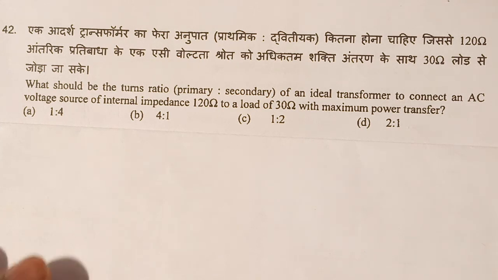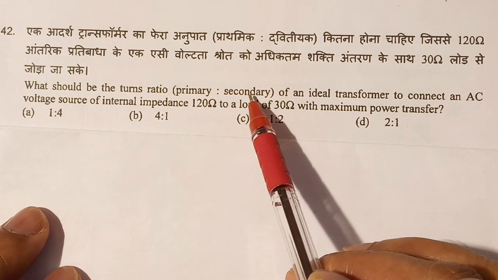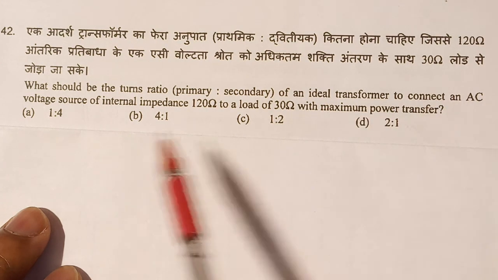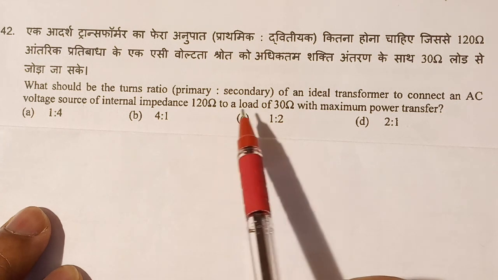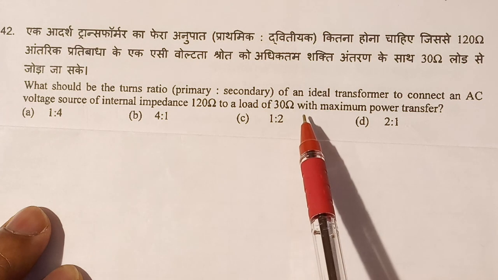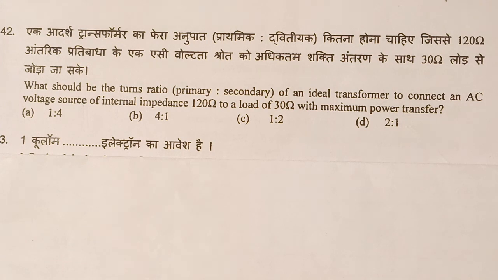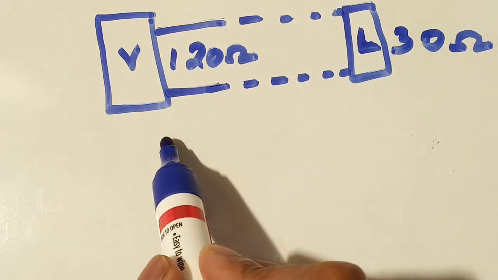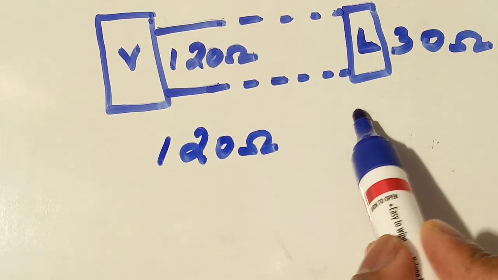Question number 42. What should be the turns ratio, that is primary to secondary, of an ideal transformer to connect an AC voltage source of internal impedance 120 ohm to a load of 30 ohm with maximum power transfer? So our voltage source internal impedance is 120 ohm, but our load is 30 ohm.